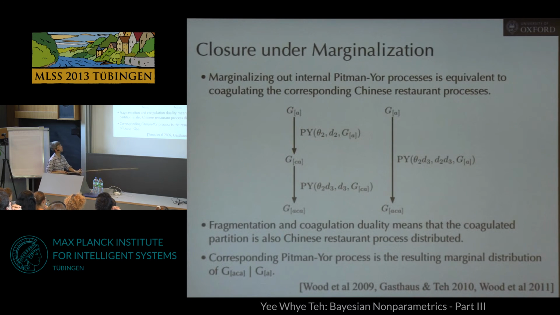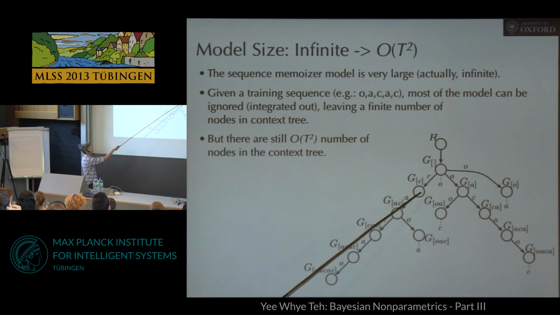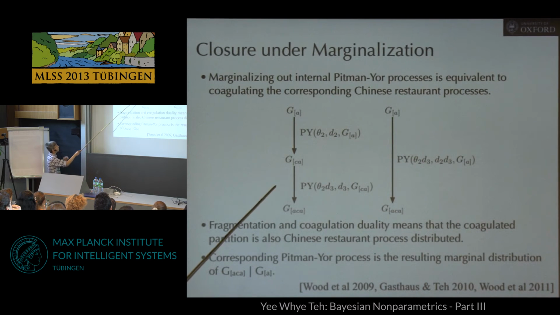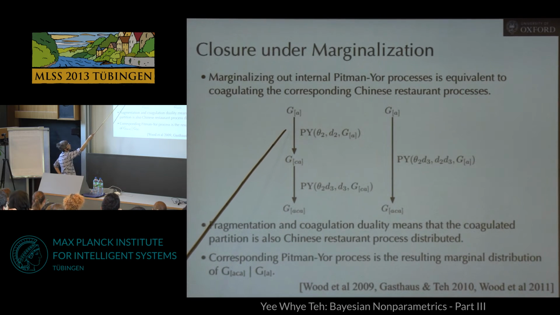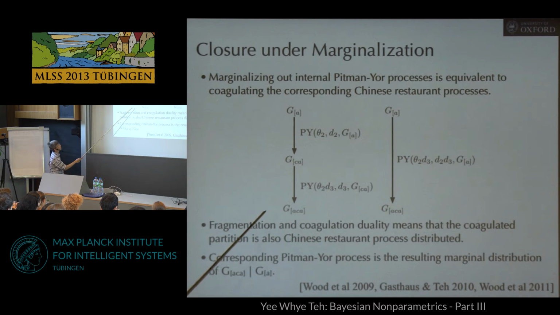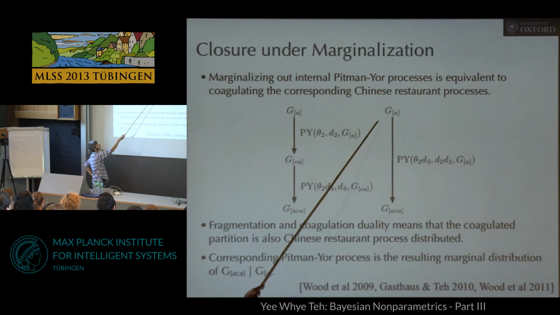And what that means is that if you have a sequence like this, where this is a node down here, you have a random probability vector, and then you have another random probability vector that's Pitman-Yor distributed with the mean given by its parent, and then another one which is Pitman-Yor distributed with the mean given by its parent, and you integrate out this one here, then the resulting marginal distribution of this probability vector given its grandparent is also going to be a Pitman-Yor distribution.